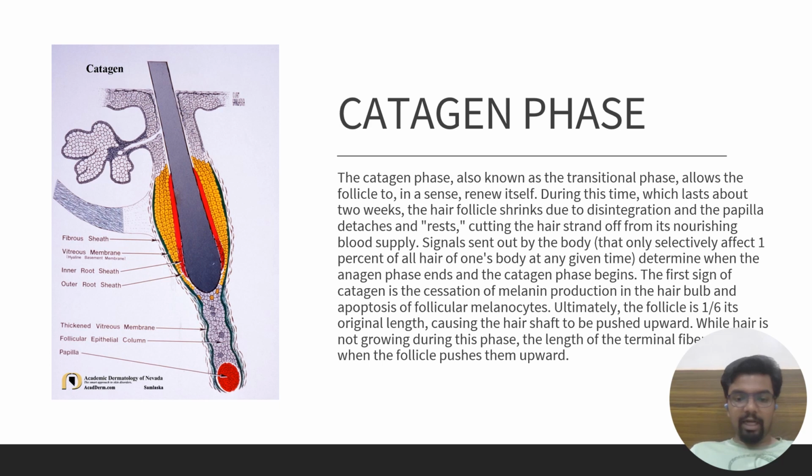The first sign of the catagen phase is a cessation of melanin production in the hair bulb and apoptosis of the follicular melanocytes. So basically, when the catagen phase starts, the melanocytes start to die, and ultimately the follicle is 1/6 of its original length, causing the hair shaft to be pushed outward. While the hair is not growing in this phase, the length of the terminal fiber is pushed upward and out by the follicle.